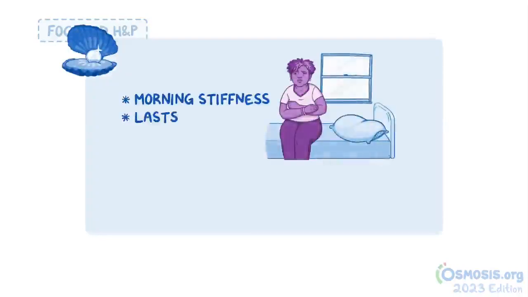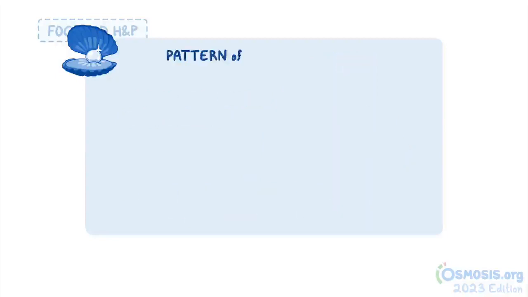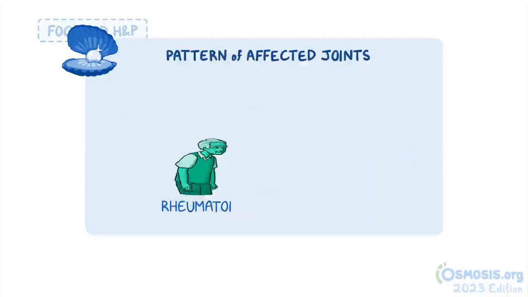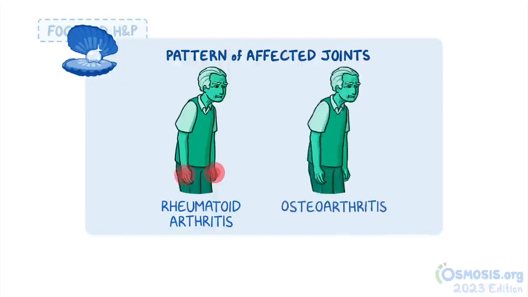Now, here's a clinical pearl to keep in mind. If your patient has morning stiffness that lasts longer than 30 minutes, then consider inflammatory arthritis, such as rheumatoid arthritis instead. Another way to distinguish between the two is by the pattern of affected joints. Rheumatoid arthritis tends to be symmetric, meaning that joints on both sides of the body are equally affected, whereas patients with osteoarthritis are more likely to have asymmetric joint involvement.